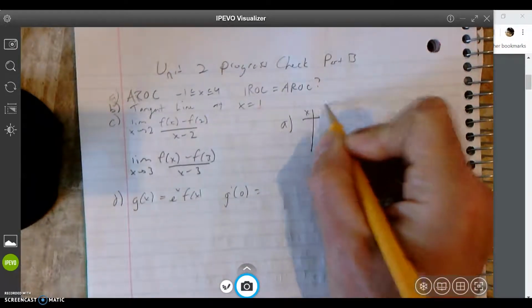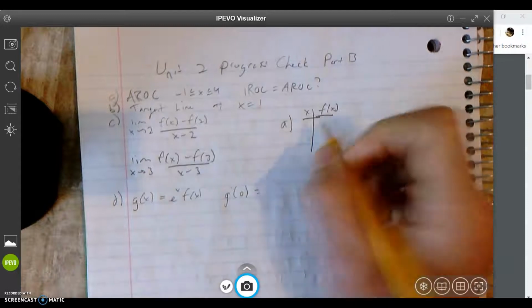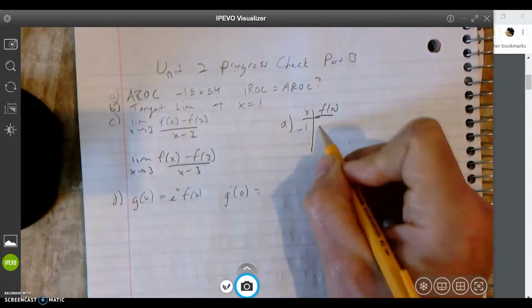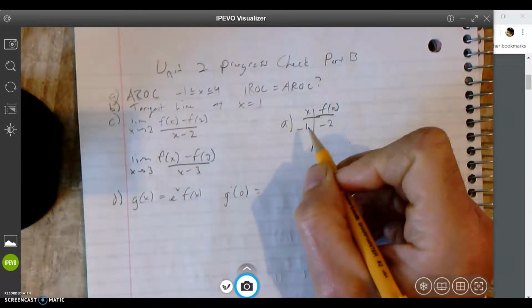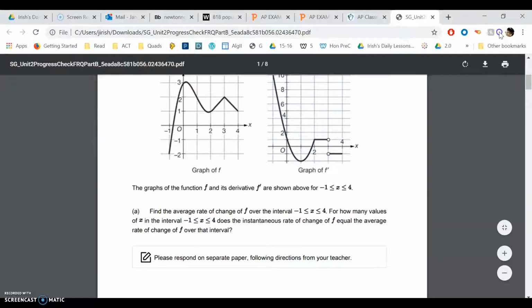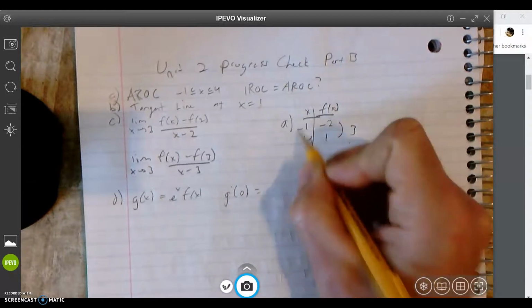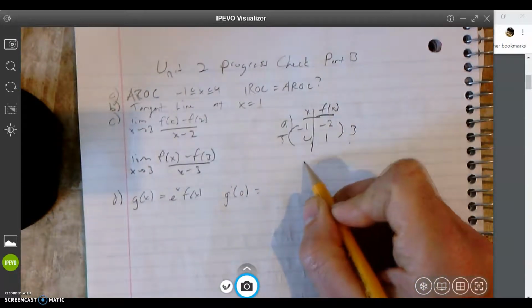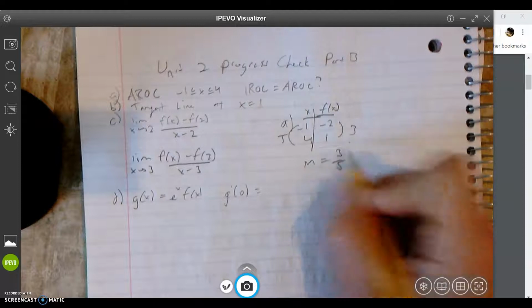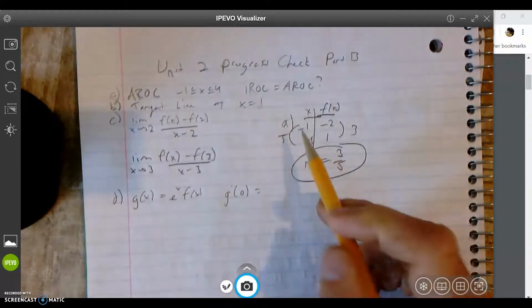So we got x and f of x. You have -1 and -2, that's the first point. What's the second point? 4 and 1. Or you can count on this, actually, 1, 2, 3, 1, 2, 3, 4, 5. So it's 3/5. So you can count on the actual graph, or 4, 1. So that's 3/5. So the average rate of change is 3/5. So that's part A. But it's not done.